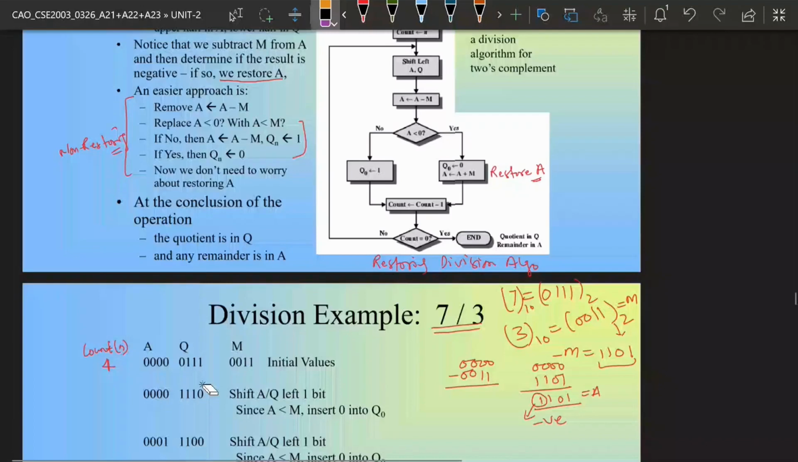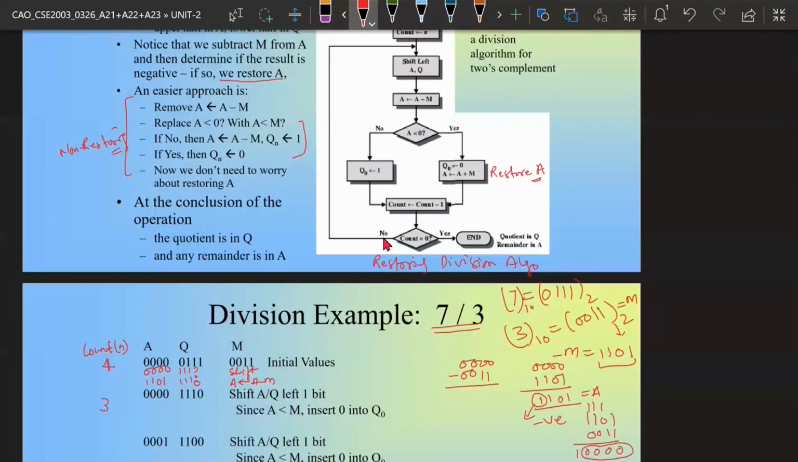And we need to move to the next step. Now the count is 4, but it should be count minus 1, so we reduce the count value by 1. Here the count is now 3. Once it is reduced to 3, we check whether the count value is 0 or not. If the count value is 0, we move to end. Otherwise, we move to the no side. As the count value is 3, it goes to the no side because this condition is not satisfied. So it will go again to the shifting.